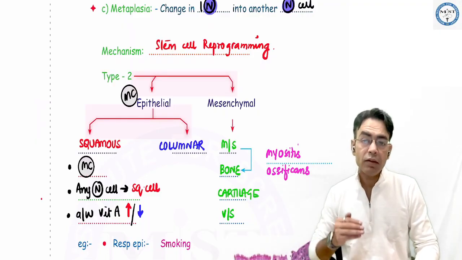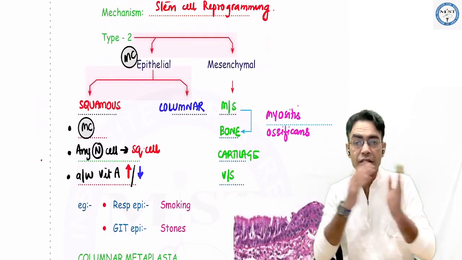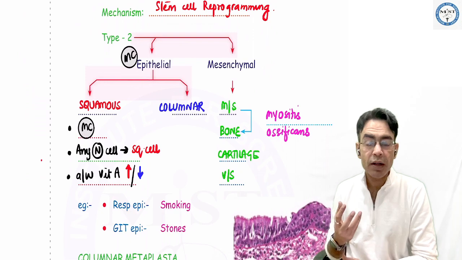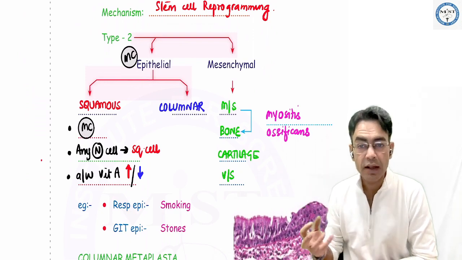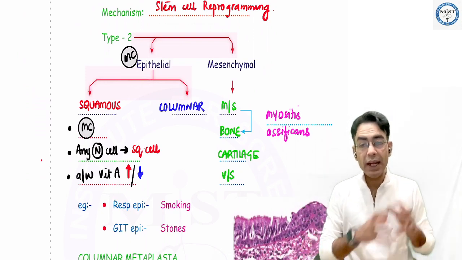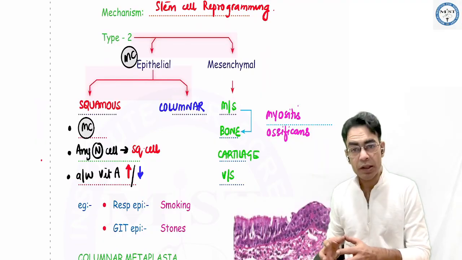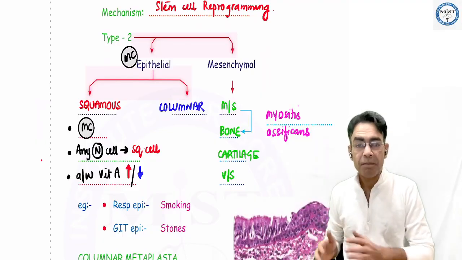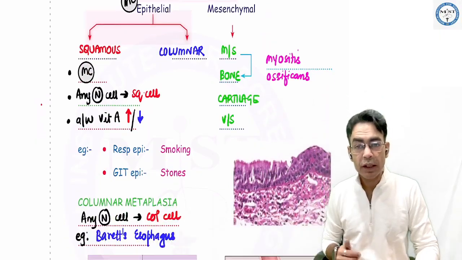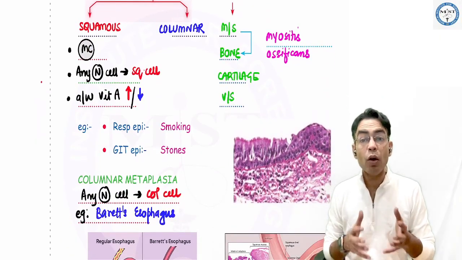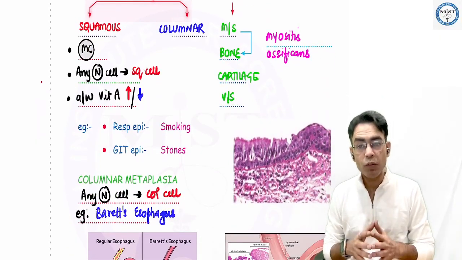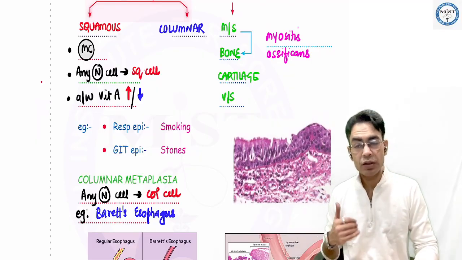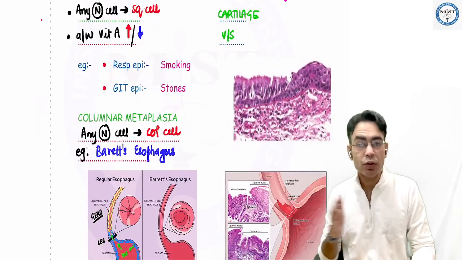Now, whenever any cell changes to squamous cell, you call it squamous metaplasia. So the name of the metaplasia is dependent upon the final type of cell you are getting. So squamous metaplasia means any normal cell converting into squamous cell. Columnar metaplasia means any normal cell converting into columnar cell. There are examples of squamous metaplasia like respiratory epithelium, where normally you have columnar cells, but because of smoking, it converts into squamous cell. Likewise, gallstones lead to the GI epithelium changing into squamous.